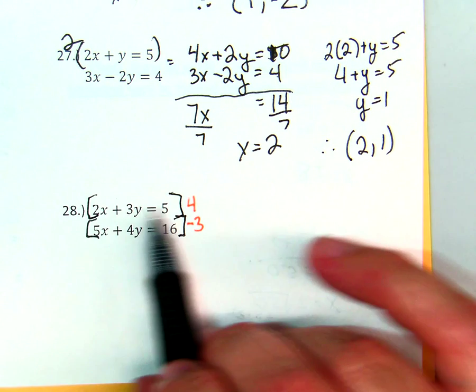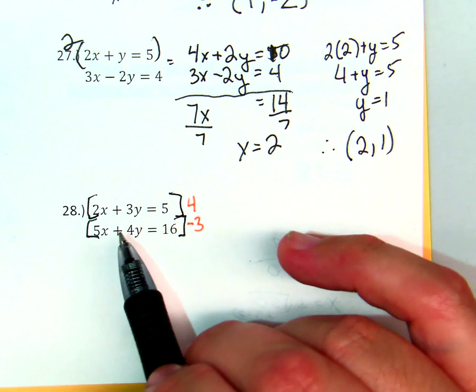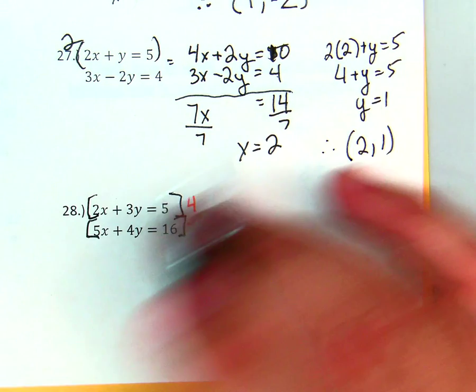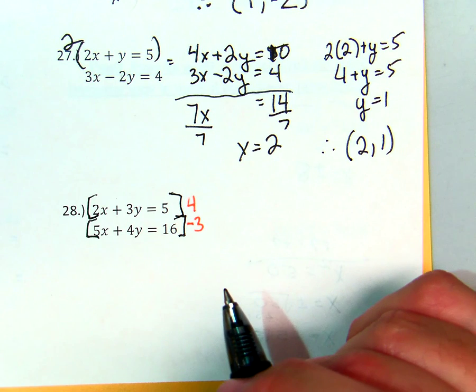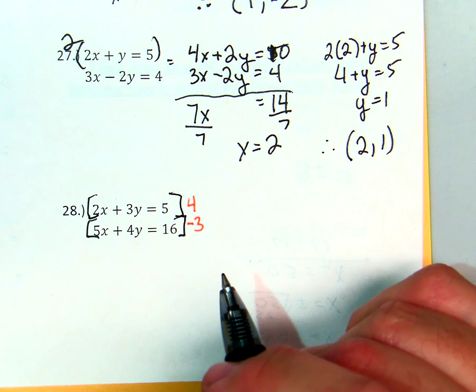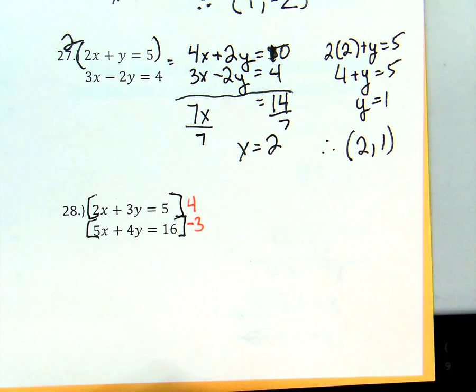Does it matter if you choose x or y? No, it doesn't. If you go after x first, you'd multiply the top by 5 and the bottom by 2, and then choose which one to be negative. So it wouldn't matter.